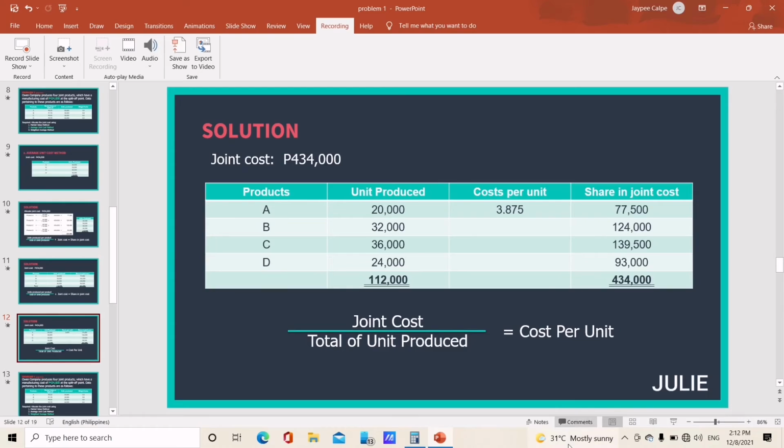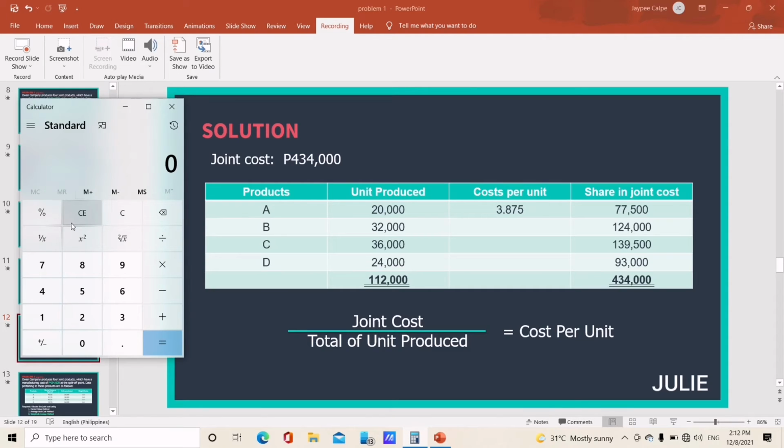In computing the cost per unit, we will use joint cost divided by total of units produced equals cost per unit. So the joint cost is 434,000. We will divide it by the total of units produced, which is the 112,000. We will be able to get the 3.875 cost per unit.